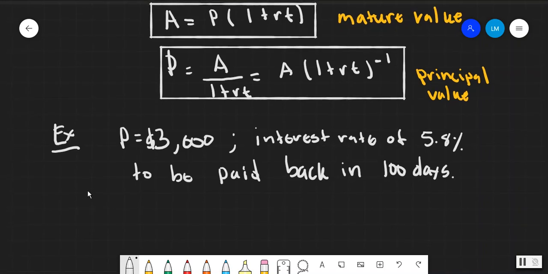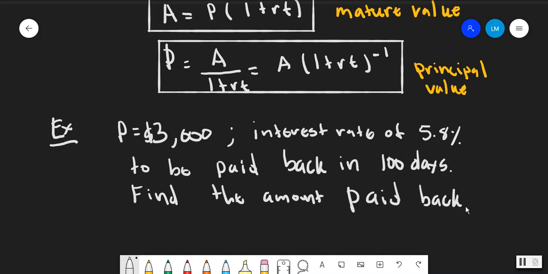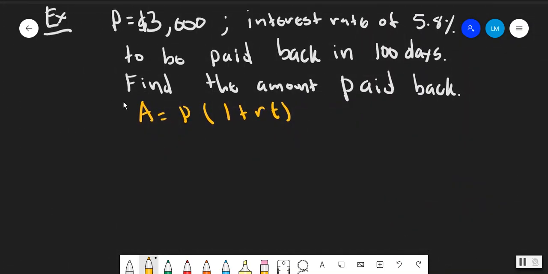This means that we want to find the amount that's to be paid back. What we do know is that definitely we're trying to solve for A. So A is equal to P times 1 plus R times T. The other thing you would need to know is that most of the time a calendar year is either 360 or 365 days. I'm going to go with 360.